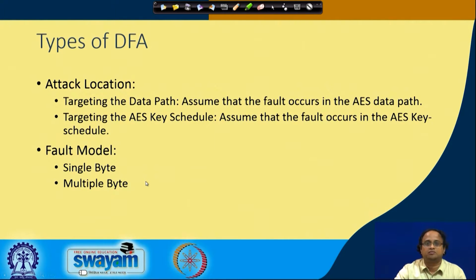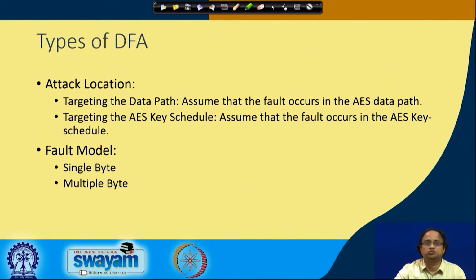For example, there can be a single bit fault model, where I assume, just as we have seen in the case of RSA, that the fault is in 1 bit. There can also be other kinds of fault models, for example, stuck-at-1 or stuck-at-0 fault models. That means I am assuming that the fault is stuck at 1 or 0.